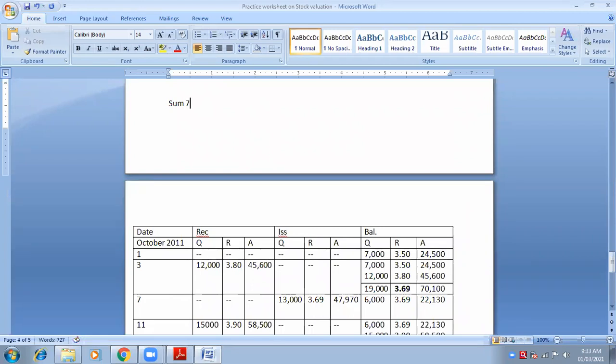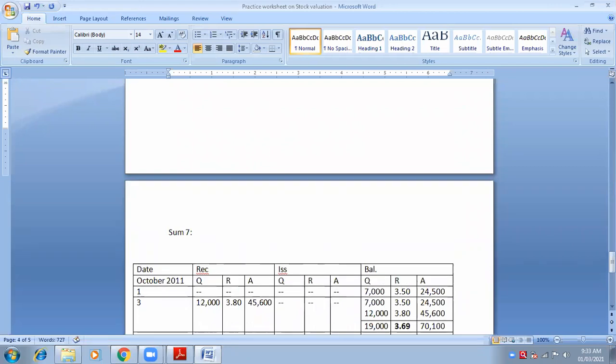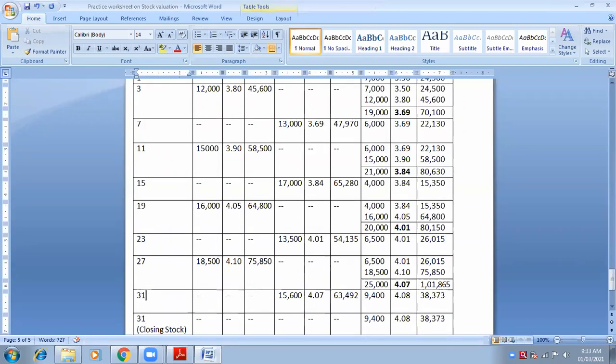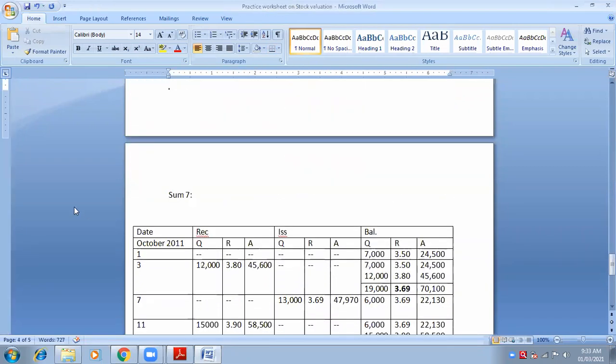This is sum number 7, right? It is January 2009.